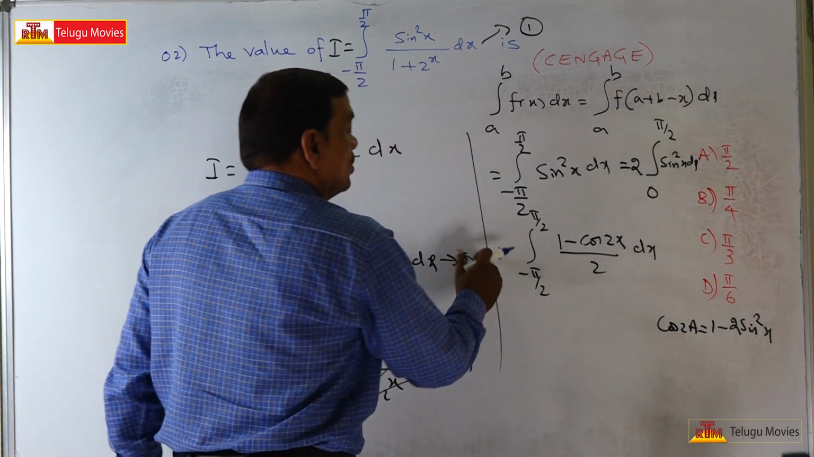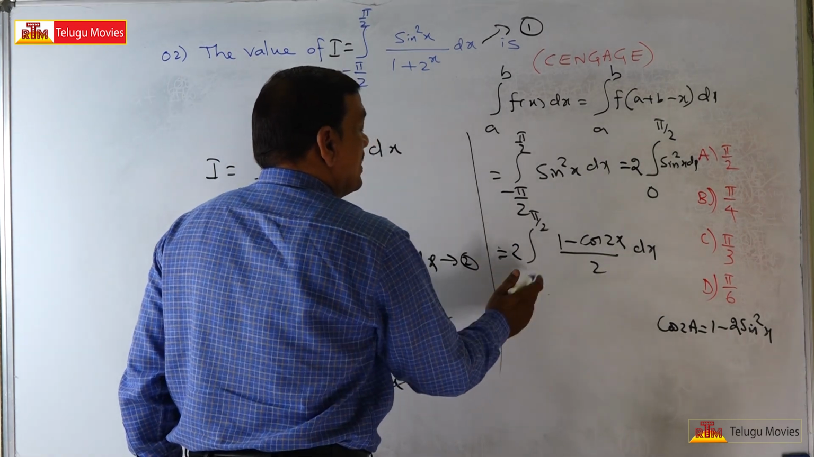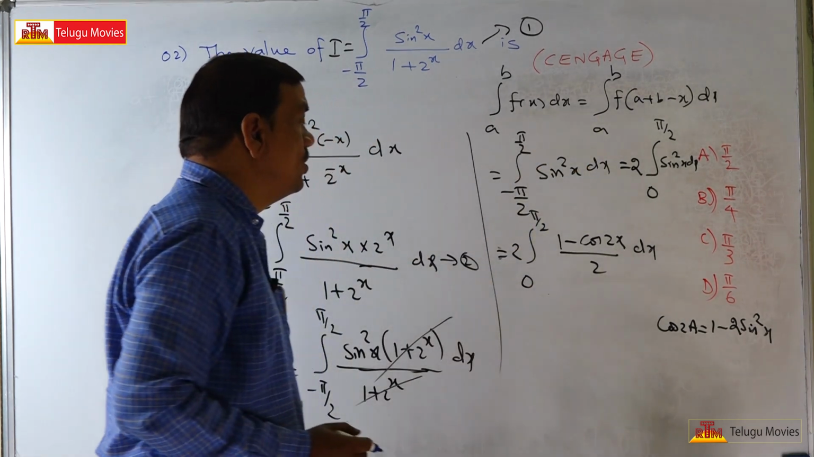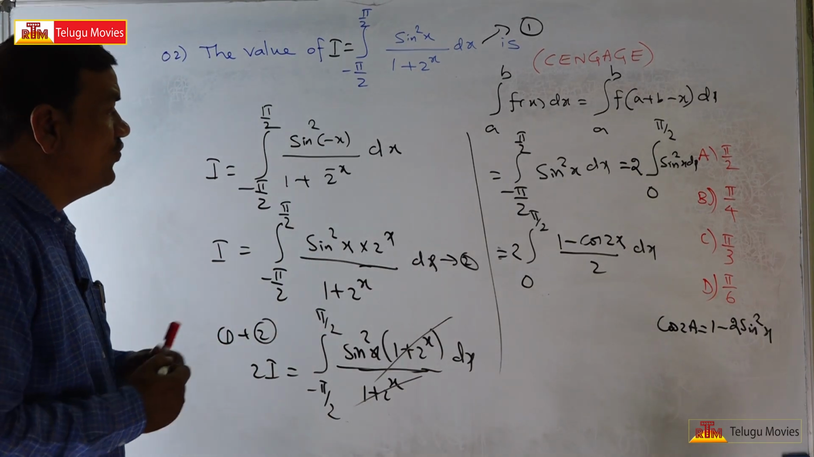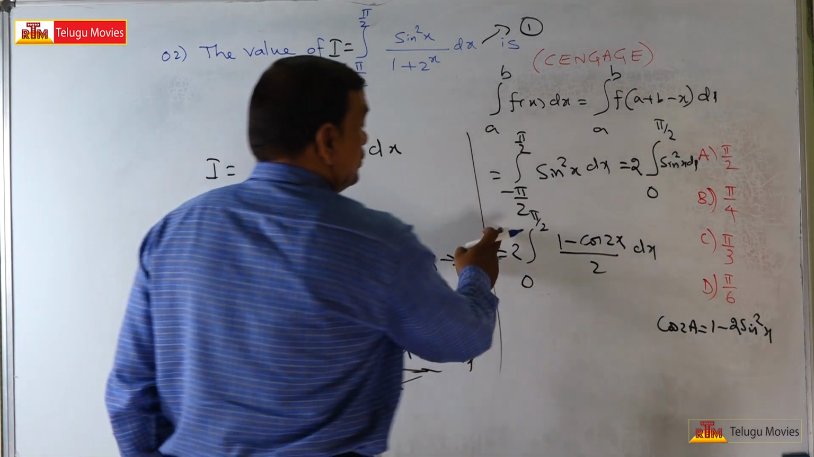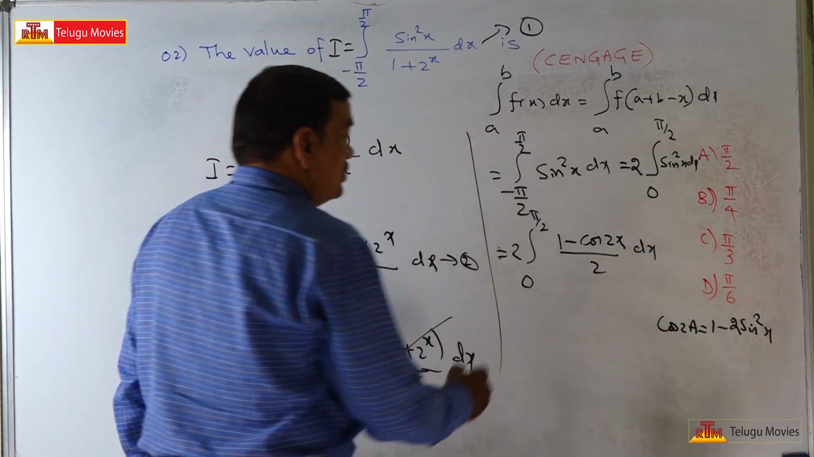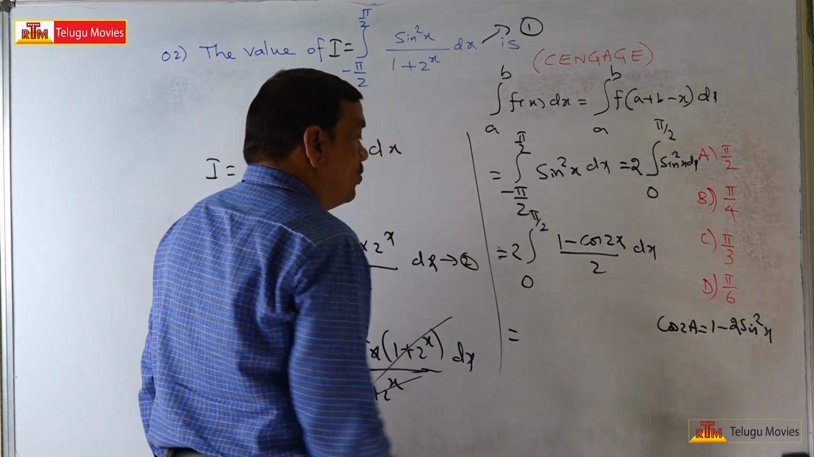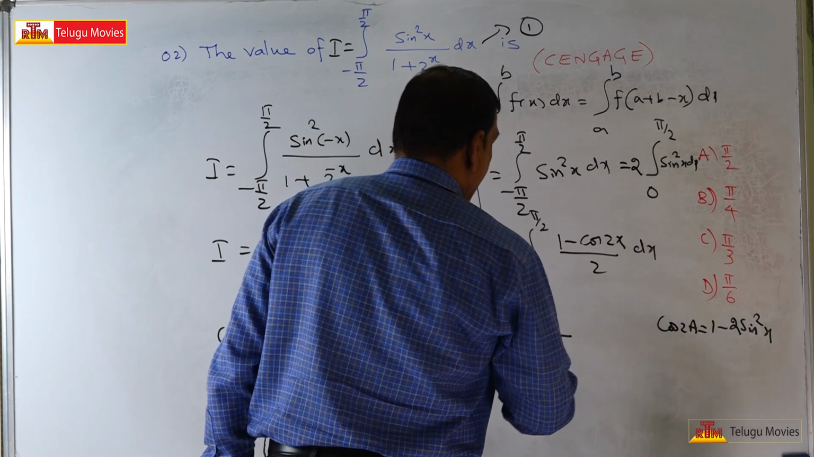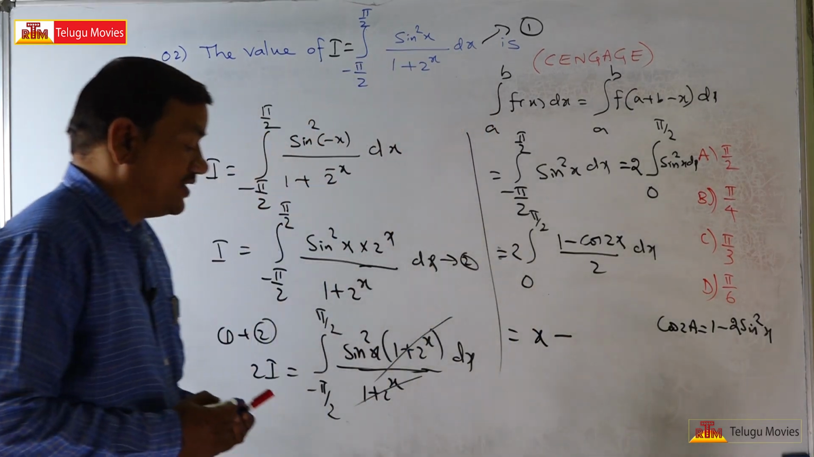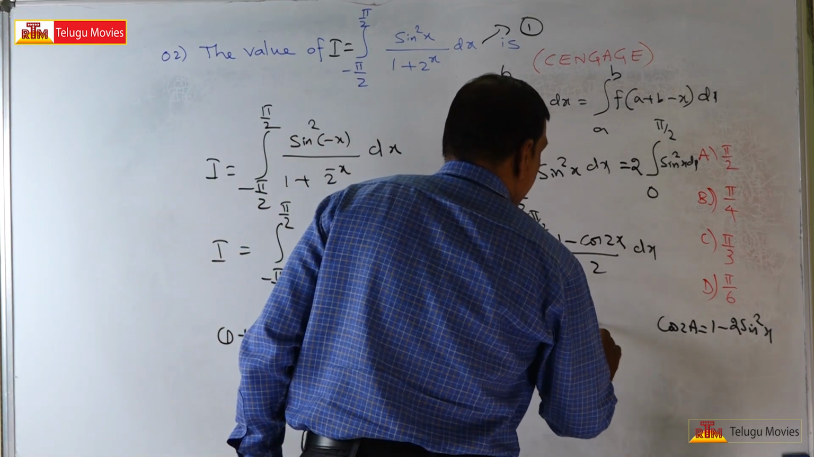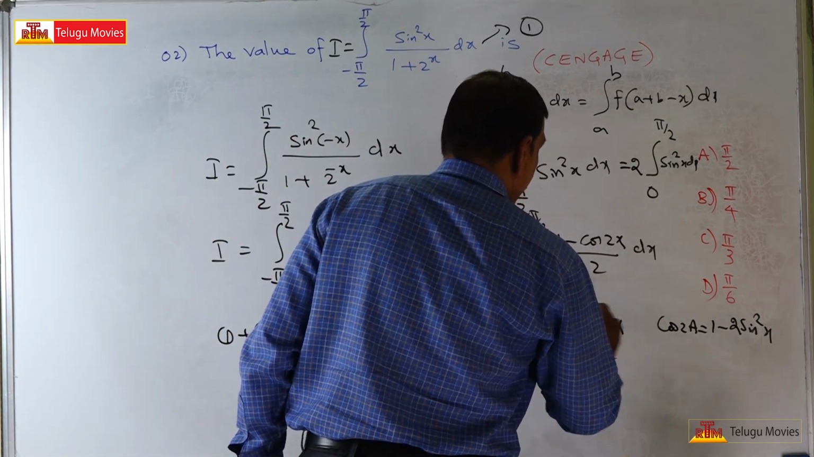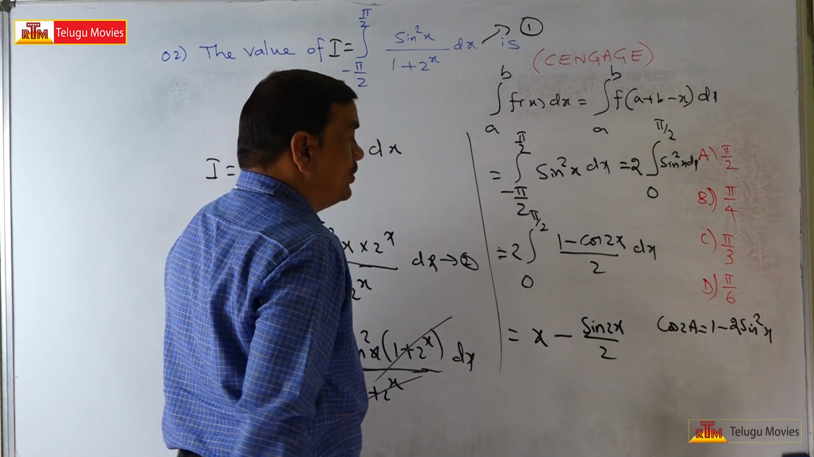So this is 2 times the integral from 0 to pi by 2 of (1 minus cos 2x) by 2 dx. Now, you can cancel the 2. So this is equal to, for 1 you will get x, minus, for cos 2x you will get sin 2x, the integral of cos 2x is sin 2x by 2. Again, the derivative of 2x, which is 2, you have to write down.